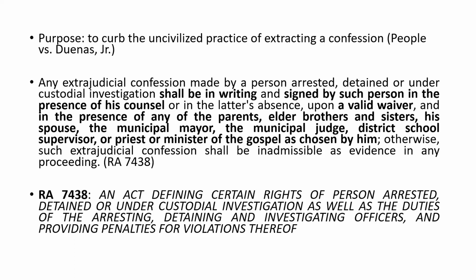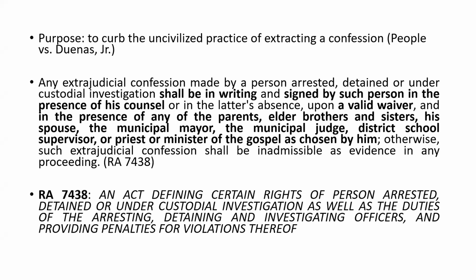So for this confession, your immediate relatives should be present, which are your parents, elder brothers, sisters. It could also be your spouse, the municipal mayor, the municipal judge, the district school supervisor, priest or minister of the gospel as chosen by the accused. What will happen if this is not in writing and you were not assisted by counsel nor by your close relatives? That extrajudicial confession will be inadmissible as evidence. That is by virtue of Republic Act 7438.